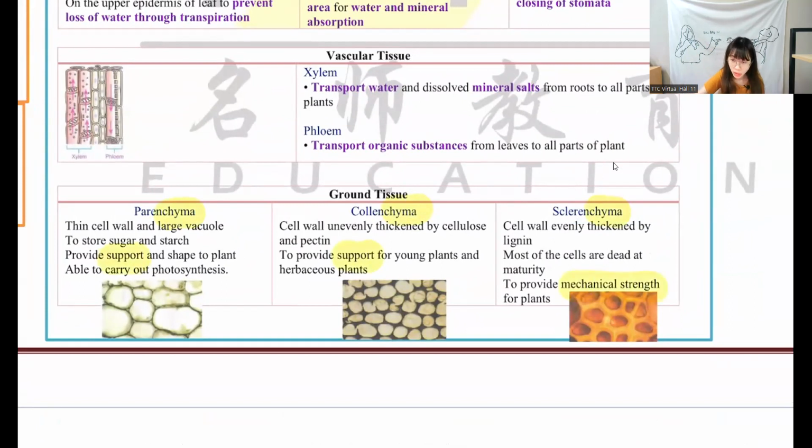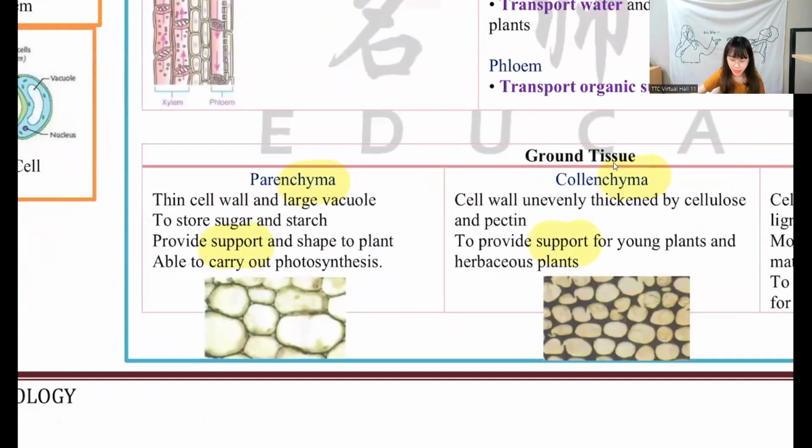So parenchyma is the most important one because they have large cells with a large vacuole and a thin cell wall. Can you see the vacuole is very big? The reason they have a large vacuole is that they want to store sugar and starch. Where do the sugar and starch come from? By photosynthesis, because they are able to carry out photosynthesis. That's why they have sugar and starch stored inside the vacuole.